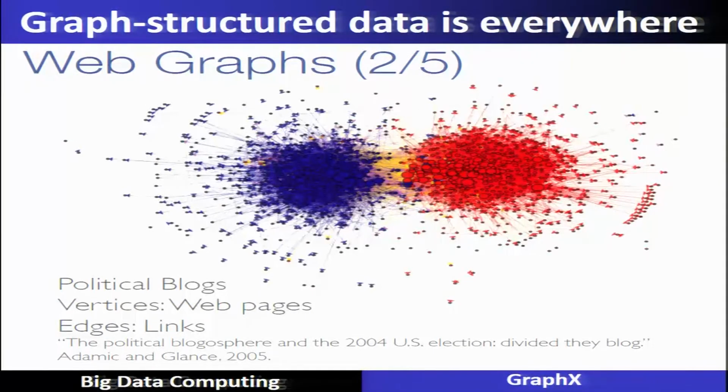Similarly, another form of web graph is the political blog data. That means the blogs which represent the political blogs are also represented in the form of a web graph, wherein the web pages are the vertices and the links are the edges. So the graph which is formed out of these web pages and the links is called the political blog graph. They are also web graphs.